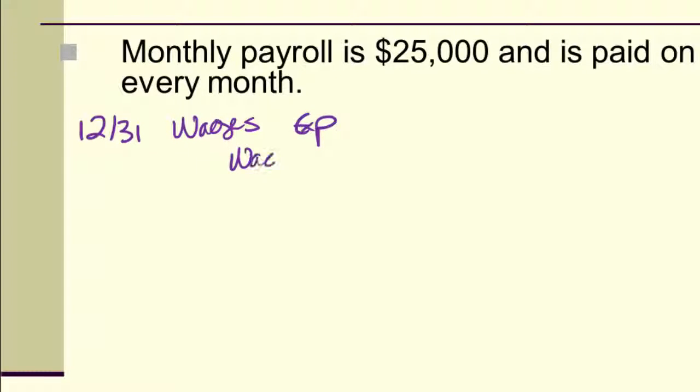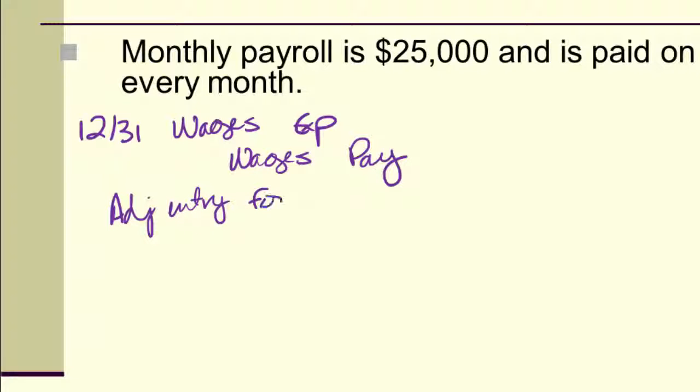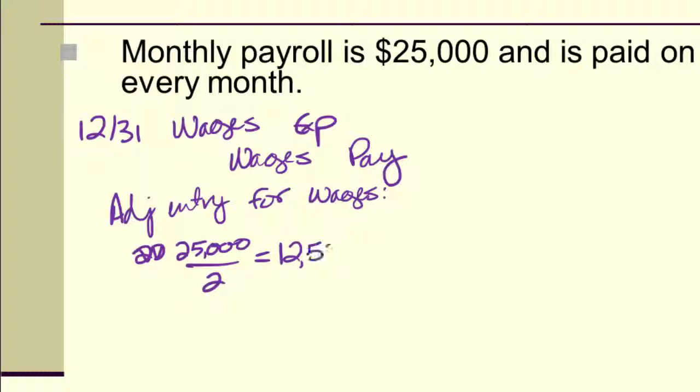And a wages payable. Adjusting entry for wages. And in this case, it's $25,000. And they've worked half a month for me, so I owe them $12,500.